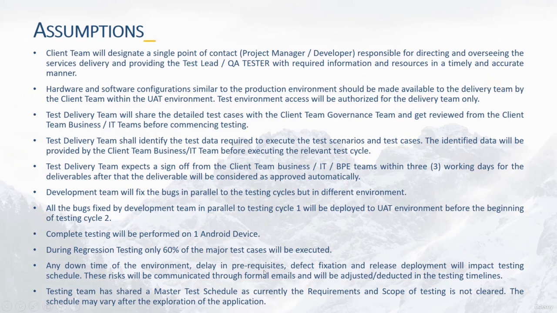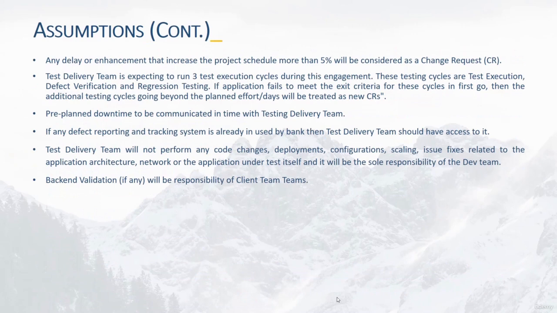Then during the regression testing, you will be executing only 60% of the major test cases, and any downtime or delay in prerequisites, defect fixation, release, or deployment will impact the testing schedule. You need to highlight that risks communicated through formal emails will be adjusted and deducted in the testing timelines. And the testing team shall share the master test schedule according to the current requirement and scope of testing if something is not clear. So this is the way you need to specify the assumptions, and any delays, pre-planned downtime, and whatever plans you have in mind, you need to specify them. The only purpose is to mitigate your risk factor.